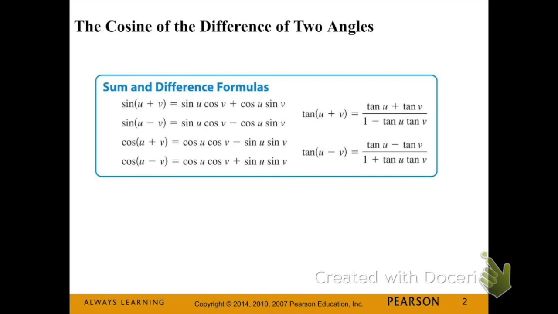So we might be interested in finding something like cosine of 15 degrees, which if we look at our unit circle, 15 degrees isn't a reference angle, but we could rewrite 15 using two reference angles, whether we're adding them or subtracting them. So that's kind of how we're going to use these formulas here. So take a minute and copy these down onto your notes.